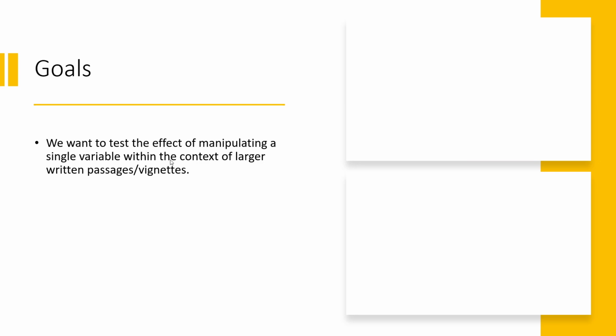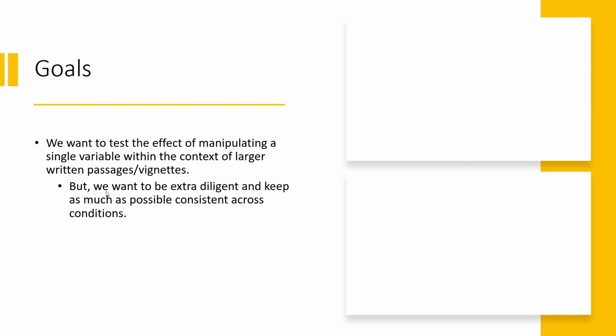So for this, as I said, we want to be extra diligent in this approach. We want to keep as much as possible consistent across our conditions. So we want it to be the case that for our experimental condition and the control condition, the only thing systematically different between the two is whether or not they were given the treatment, essentially, the presence or not of a specific statement or bit of information.